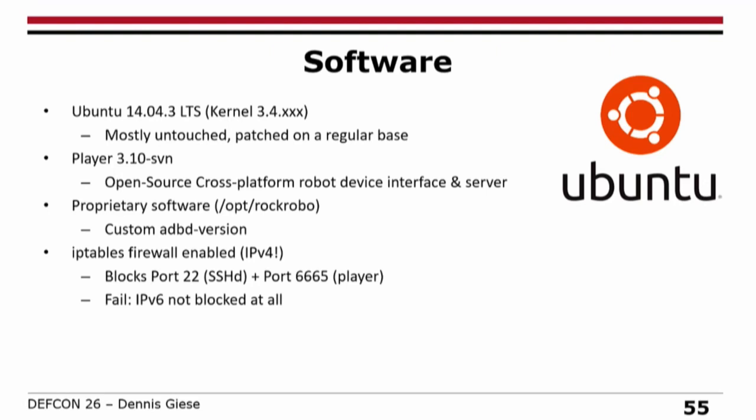They use iptables to block the device against attackers or you, and they block the SSH port and they block this Player port. But apparently they don't know the trick about IP version 4 and IP version 6. So iptables blocks IP version 4 traffic, that's a good thing, but it doesn't block IP version 6 traffic. So IP version 6 is not blocked at all. As soon as the vacuum cleaner has the IP version 6 address, all ports are open. Not a good thing.